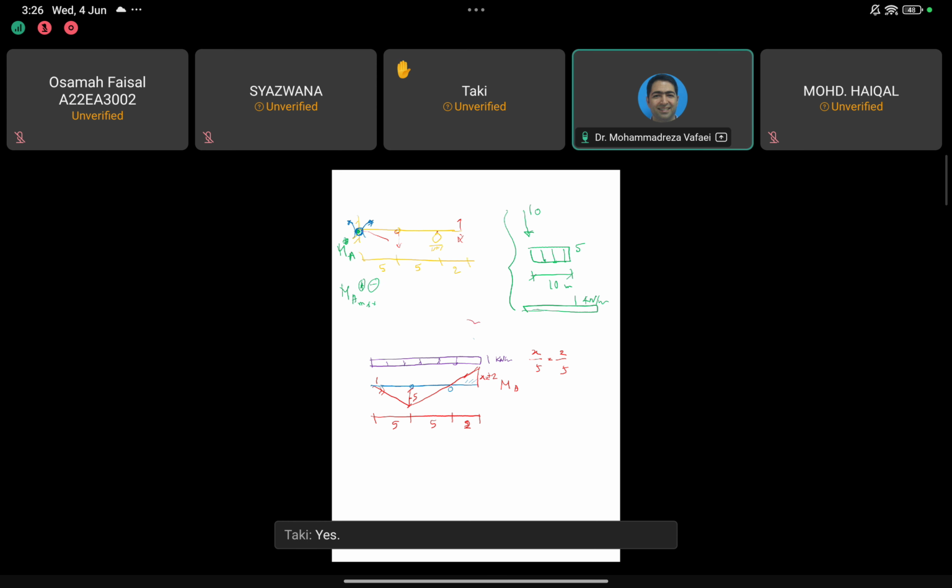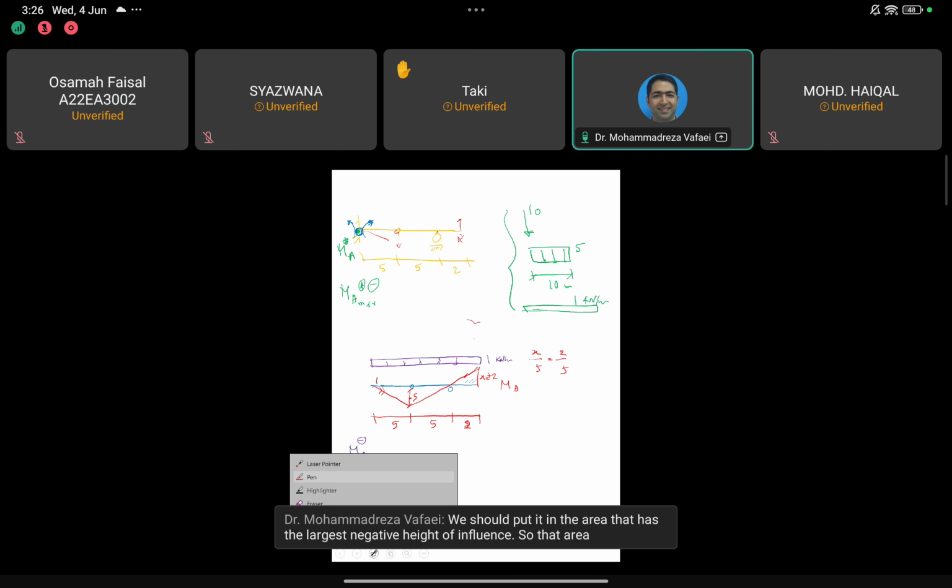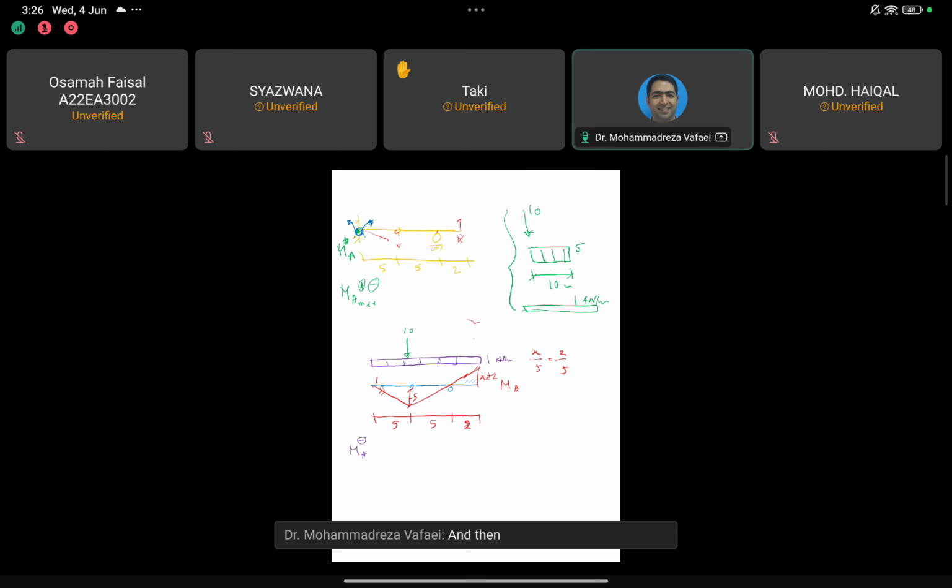The second one is the point load, that 10. So if you are looking into MA negative, we should put it in the area that has the largest negative height of influence line. So that area is right on top of the 5 kilonewton, which is here. So it comes here. We have this 10.